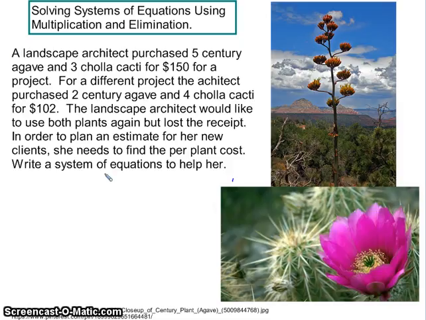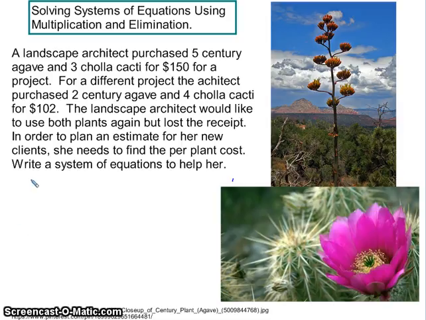A landscape architect purchased 5 century agave and 3 cholla cacti for $150 for a project. This is the century cactus and this is the cholla cactus. For a different project, the architect purchased 2 century agave and 4 cholla cacti for $102. The landscape architect would like to use both plants again, but lost the receipt. In order to plan an estimate for her new clients, she needs to find the per plant cost. Write a system of equations to help her.